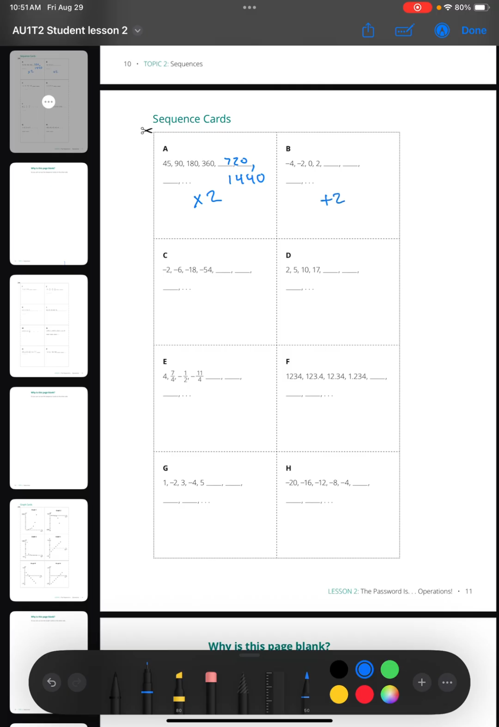Okay, if we go over to B, what's happening there is we are adding 2. -4 plus 2 is -2. -2 plus 2 is 0. So our next 2 would be 4 and then 6.